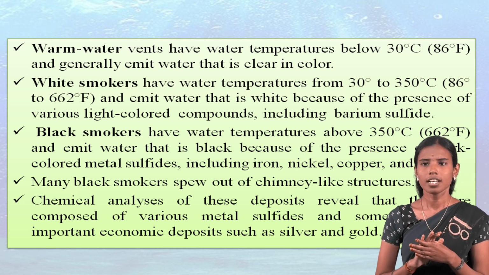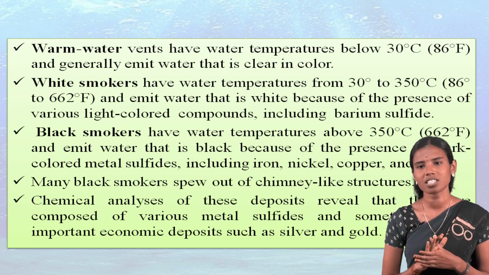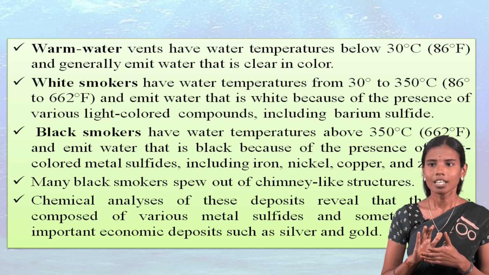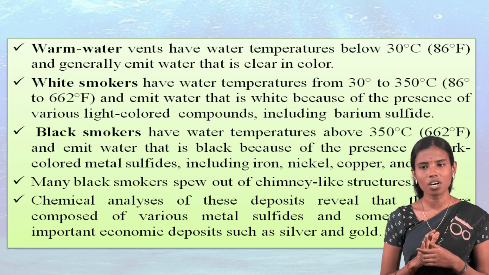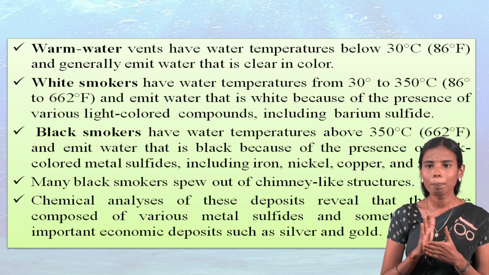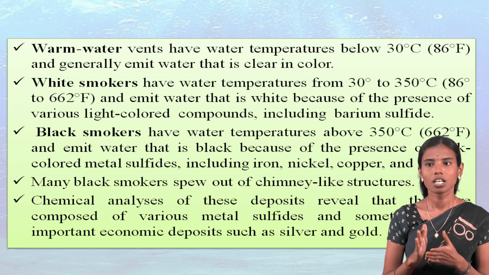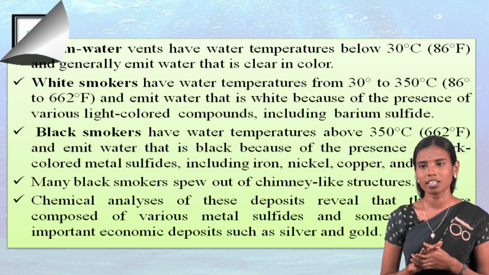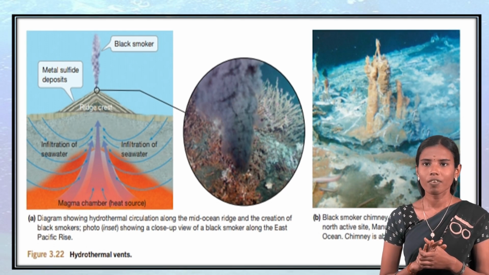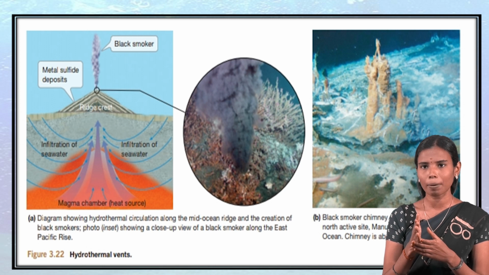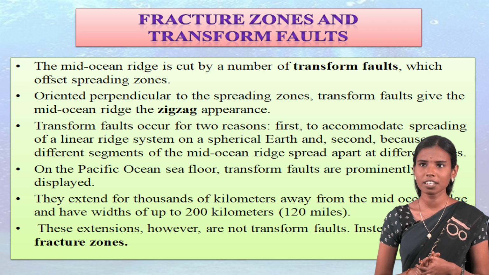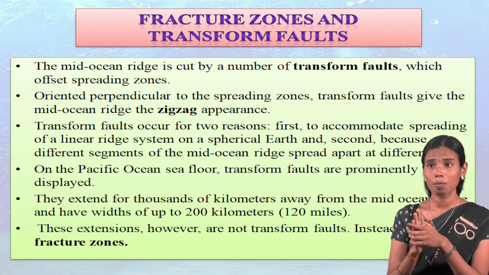Many black smokers spew out of chimney-like structures. Chemical analysis of these chimney-like structures reveals that they are composed of various metallic sulfides and sometimes even important economic deposits such as silver, gold and platinum. So, this is the picture of a hydrothermal vent showing how the waters emit from the hydrothermal vent. Next, we will see about the fracture zone and the transform fault.